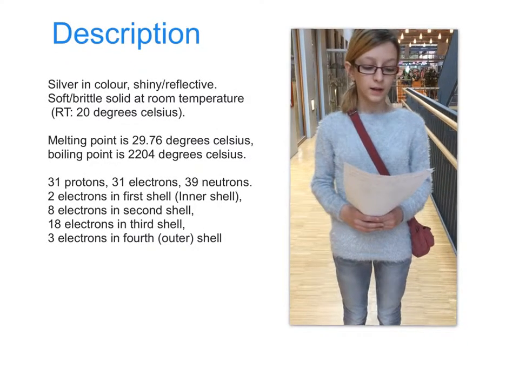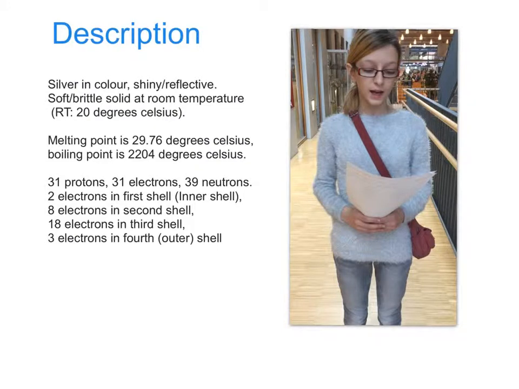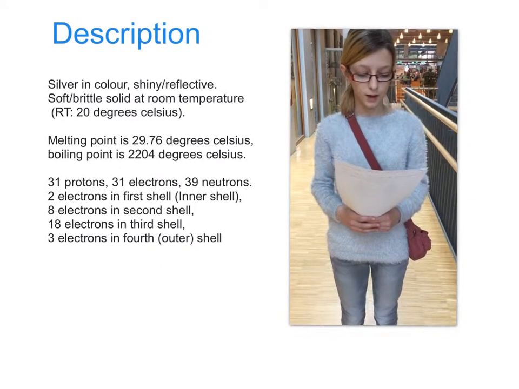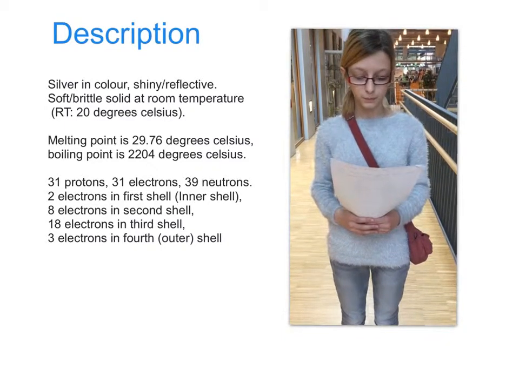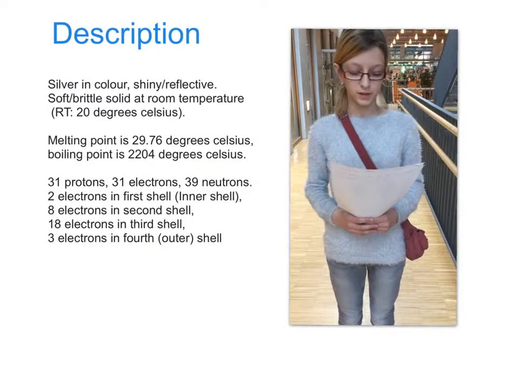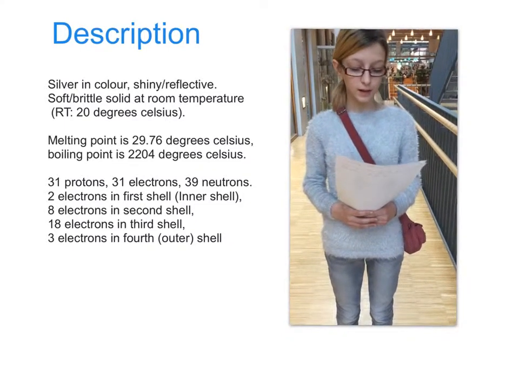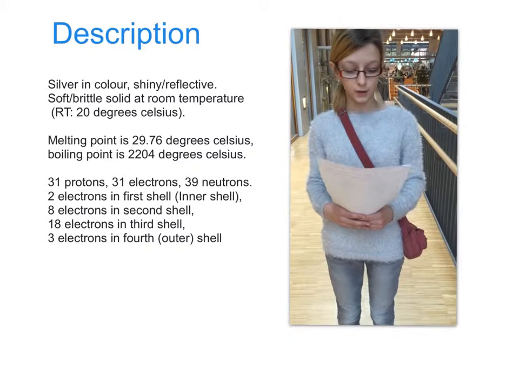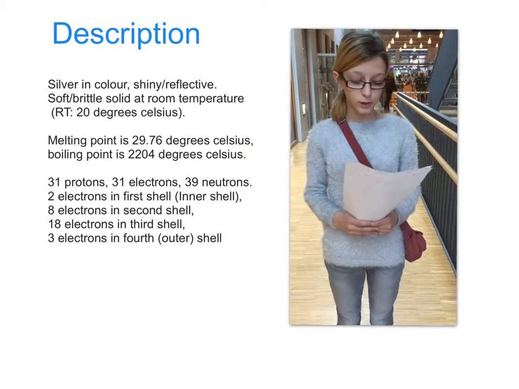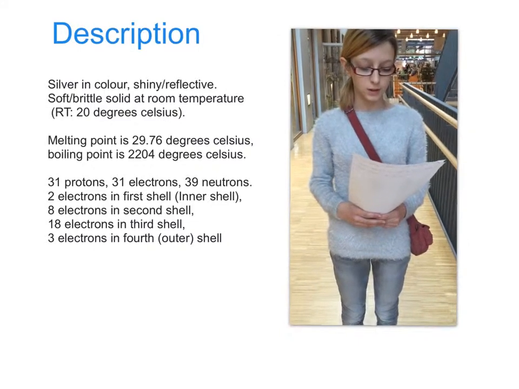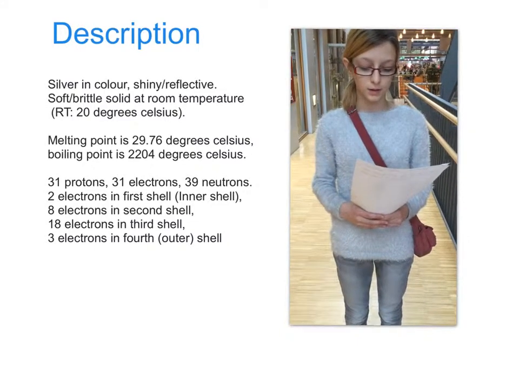Description of gallium. Gallium is silver in color and reflective. It is a soft and brittle metal at room temperature. Its melting point is 29.76 degrees Celsius and its boiling point is 2,204 degrees Celsius. Gallium has 31 protons, of course 31 electrons, and 39 neutrons. It has 2 electrons in its first shell, the inner shell, 8 electrons in the second shell, 18 electrons in the third shell, and 3 electrons in the fourth and outer shell.